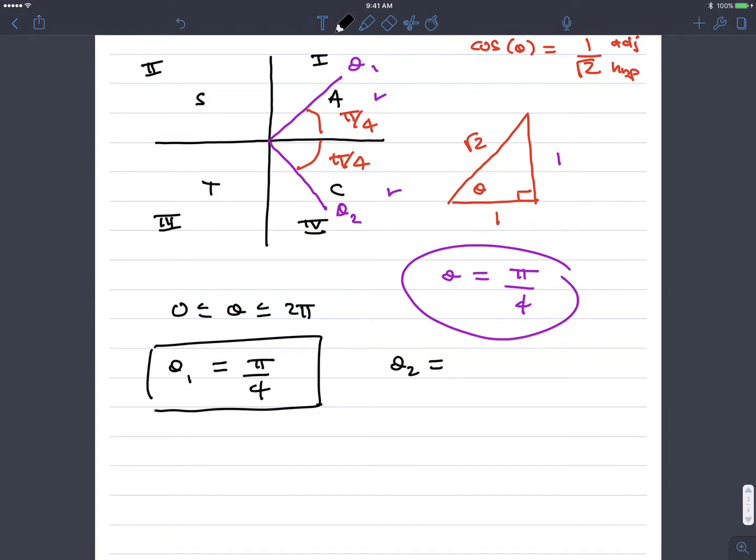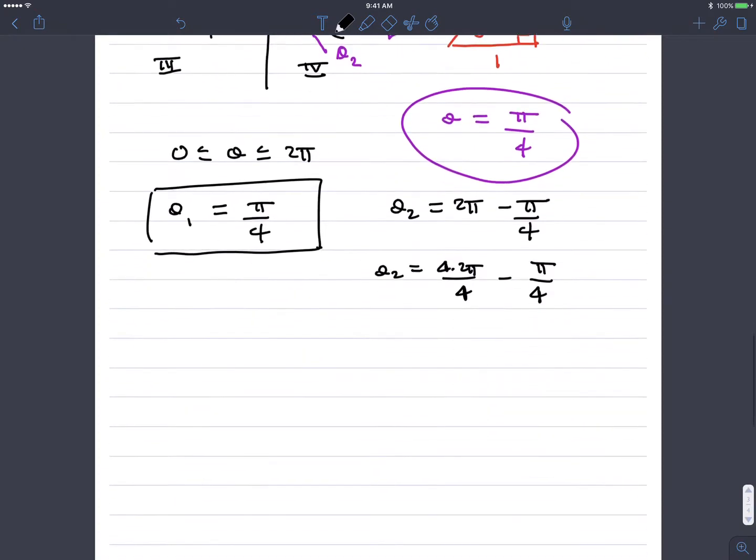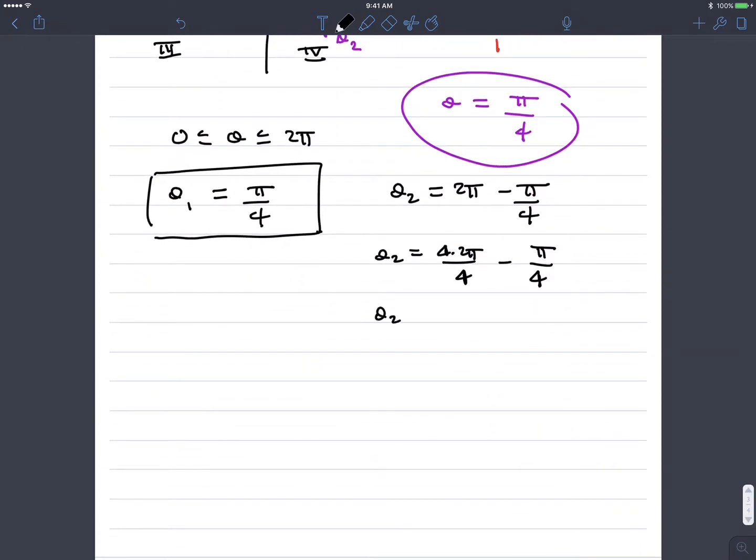Similarly, what would theta 2 be? Anybody know? Where's the second angle? In what quadrant? Yeah, it'll be 2 pi minus what? Pi over 4, because this is in quadrant 4. So let's do the arithmetic. Multiply the top by 4 and the bottom by 4. And you get theta 2 to actually be 8 pi over 4 minus pi over 4. What's this going to be? 7 pi over 4.